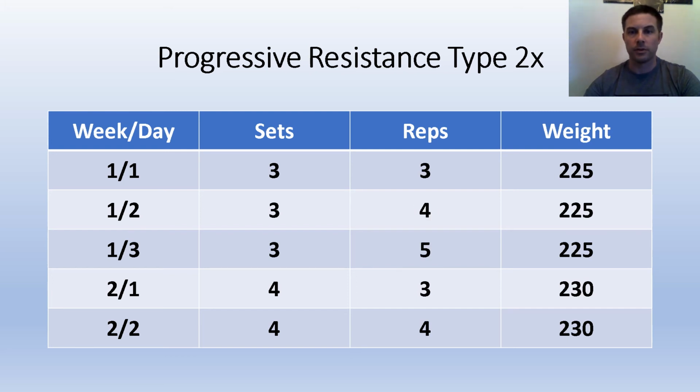And this is a progressive resistance example for type 2X fibers. The sets are generally about the same. You can increase or decrease them depending on the load you have for yourself. But you'll notice the rep range is a lot lower and the weight is significantly higher. So if you want to train for a 1 rep max on a back squat, bench press, or deadlift, you use this method more than the other ones if you want to increase your power and strength.